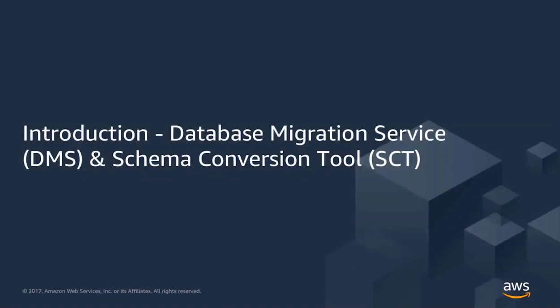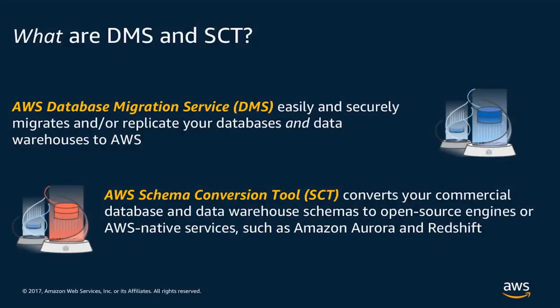So to start off with an introduction to the database migration service and the schema conversion tool: the database migration service is a service which helps you securely and easily migrate or replicate your data, databases, and data warehouses into AWS. While the schema conversion tool helps you convert your commercial database and data warehouse schemas to open source engines. The schema conversion tool's biggest advantage is that it helps you migrate all the secondary objects that the database migration service is not going to take care of. For example, things like referential integrity constraints, indexes, procedures, functions, and all of that are going to be taken care of by the schema conversion tool.